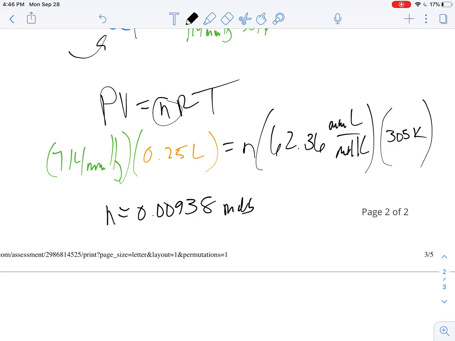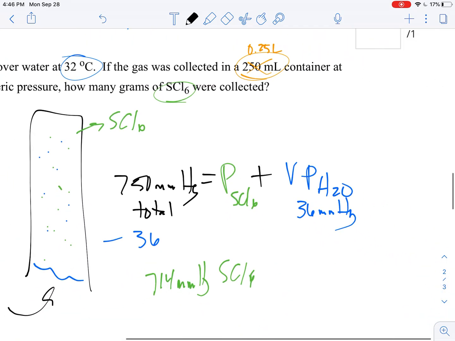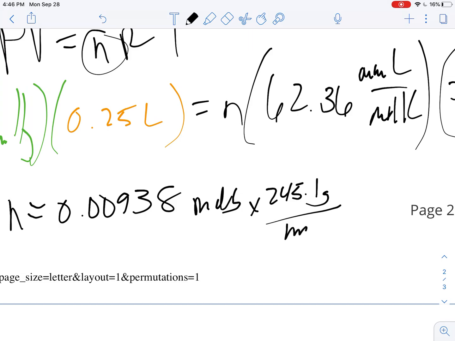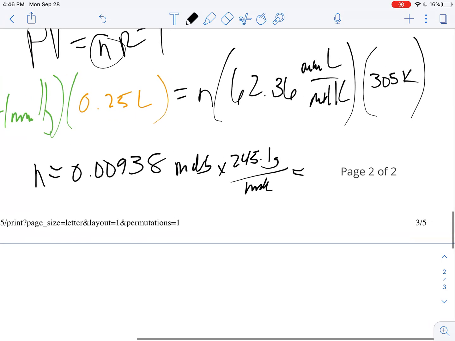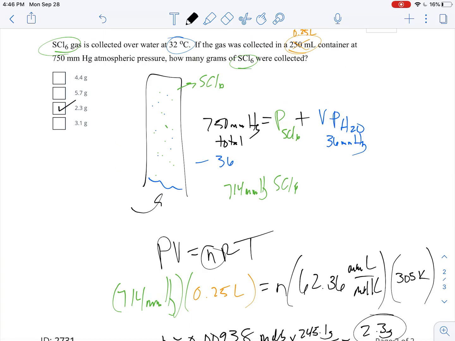0.00938 moles. But I don't want moles, I want grams. So don't forget that we said it was SCl6. So when you add up SCl6, 35.5 six times and 32.1, that is a mass of about 245.1 grams per mole, give or take, depending on where you rounded and so forth. So times my 0.00938 gets me about 2.3 grams in that neighborhood there. So there you go, about 2.3 grams.